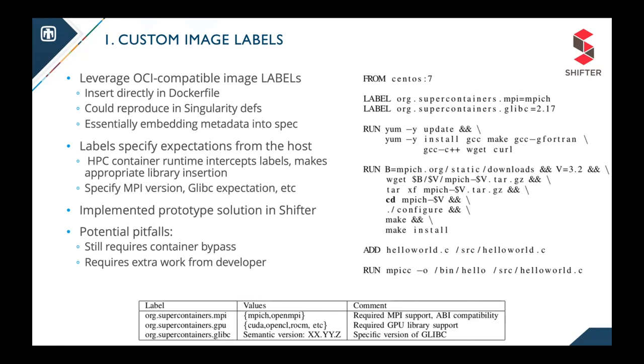The problem is when you convert these to other things such as Singularity, you may lose some of this metadata. We're also still relying on container bypass mechanisms, and this requires extra manual work from the developer. This may be something we can automate in the future, potentially with introspection of your given architecture, for instance, but this at least gets us moving along that path. And I'd like to see a lot more custom labeling of our images as we move forward.